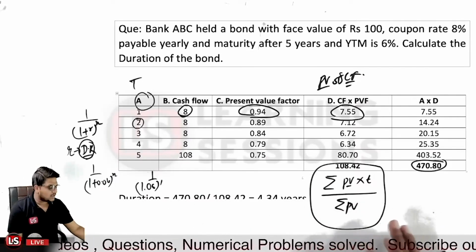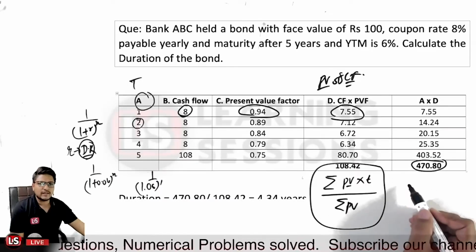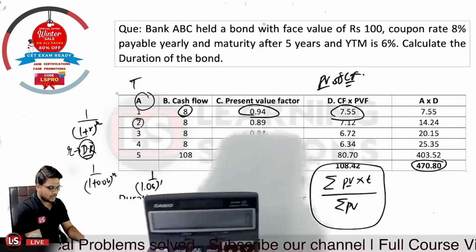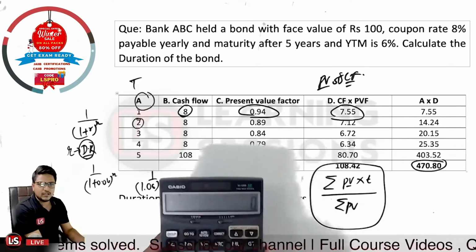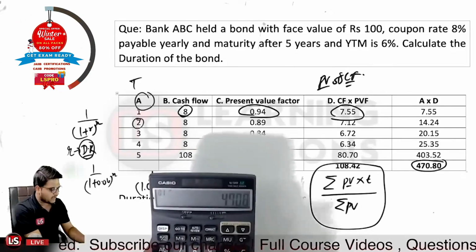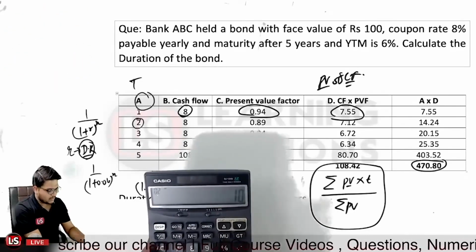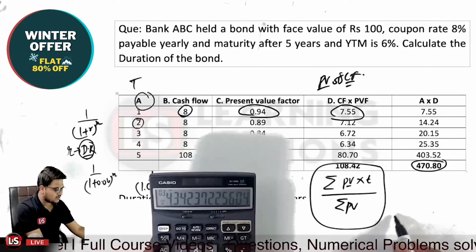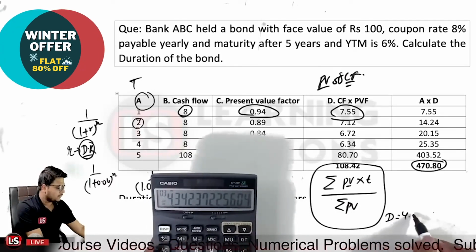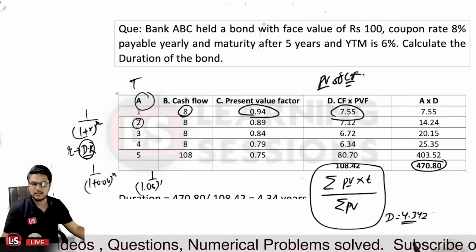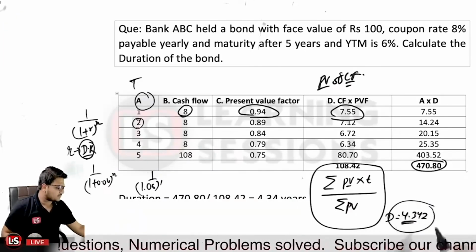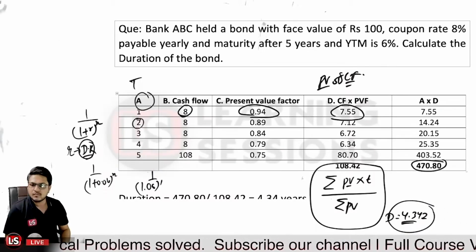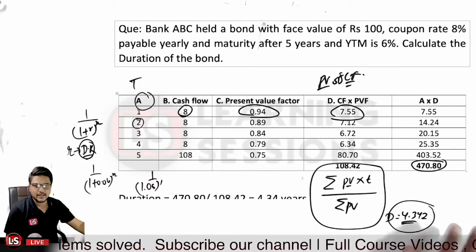So the duration over here will be equal to 470.80 divided by sigma PV, that is 108.42. So it is simply 470.8 divided by 108.42, and it is equal to 4.342. So the Macaulay duration, or simply the duration, is equal to 4.342, and it is always in years. The duration we calculate is always in years. Is it clear? That is how we calculated the duration.